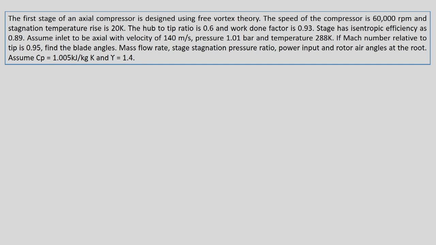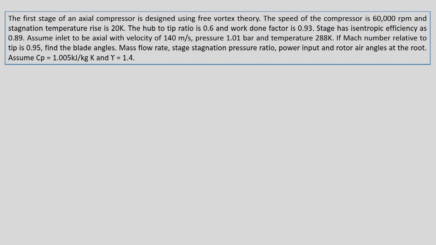Stage has isentropic efficiency of 0.89. Assume inlet to be axial with velocity of 140 meter per second, pressure 1.01 bar and temperature 288 Kelvin. If Mach number relative to the tip is 0.95, find the blade angles, mass flow rate, stagnation pressure ratio, power input and rotor angle at the root. Assume Cp to be 1.005 and gamma to be 1.4.